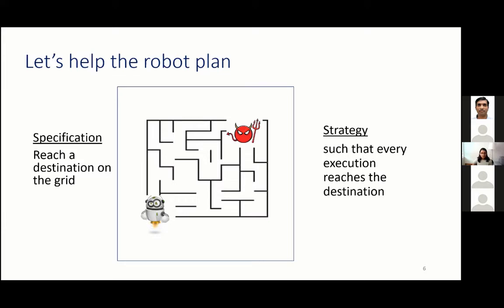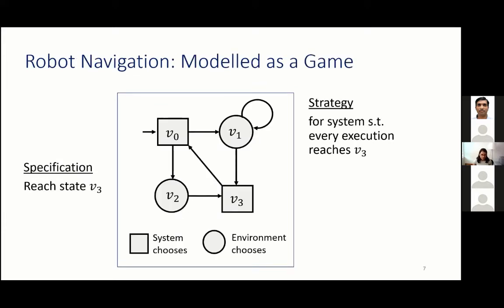Now, this problem can be modeled as a game between the robot and the adversary. This diagram is just for illustrative purposes, but what it shows is that this game is played between two players, a system player, the robot, and the environment player, the adversary. The rules of this game are really simple. The first rule is that the game begins in the initial state. In this case, the initial state is V0, indicated by the tiny arrow on the side. The second rule is that from the square states, the system player chooses which state to go to next. And the third rule is that from the circle states, the environment player will choose which state to go to next.